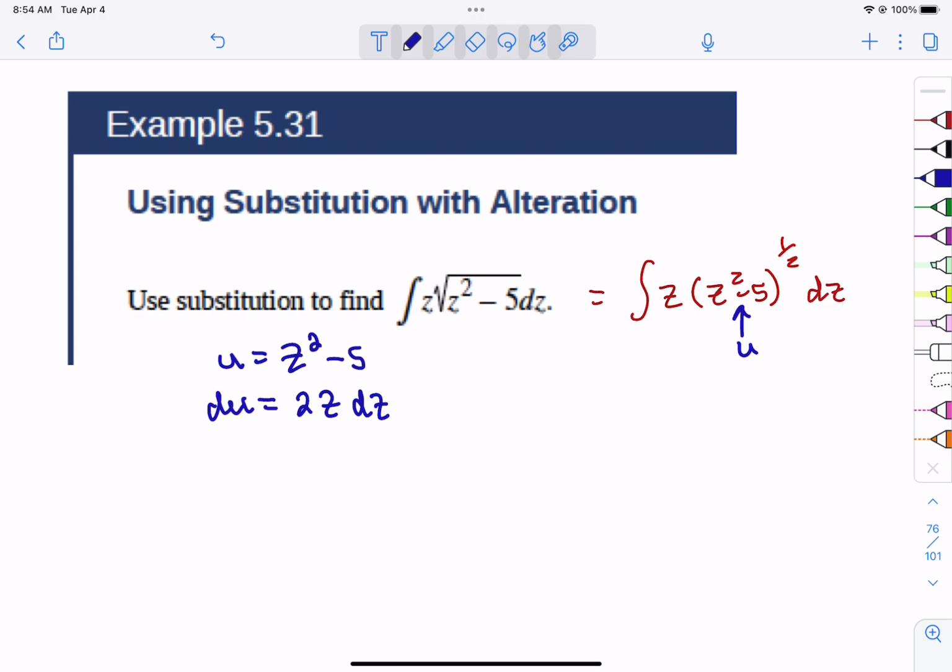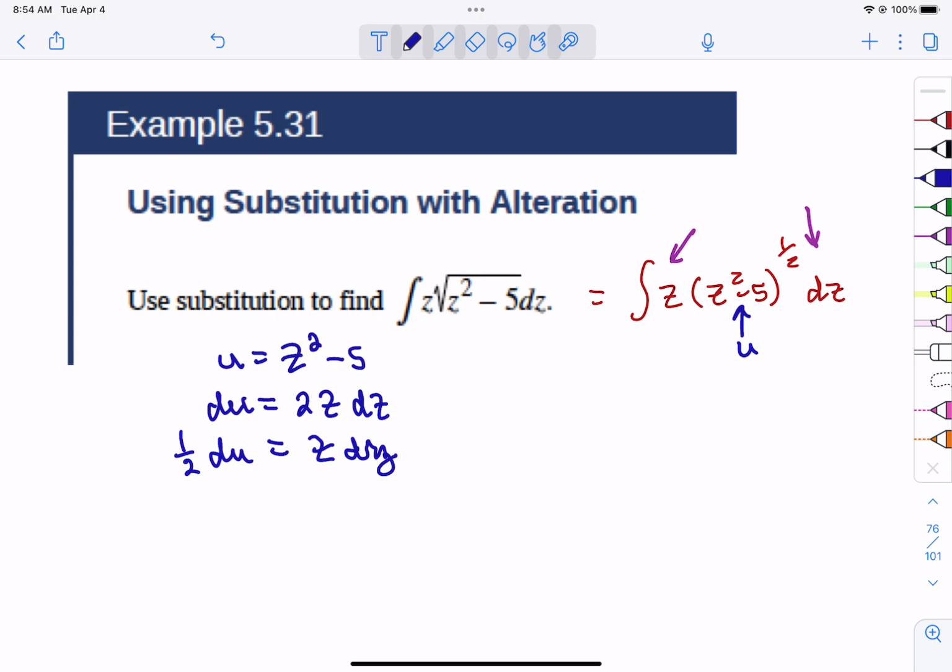Now, let's look at our problem. We only have a z and a dz left to sub in. So we need to get this side of our equation to say z dz, what's left in the problem. To do that, the 2 needs to divide and go to the other side and become a 1 half. So now we know 1 half du is equal to z dz, which is found in our problem.